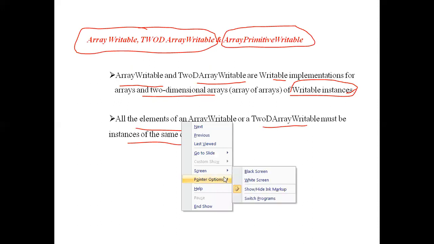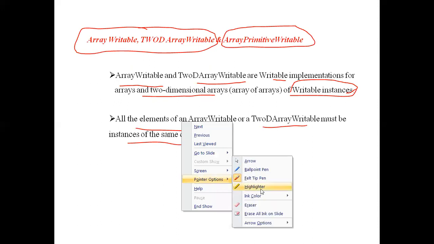When we come to this, array writable and 2D array writable both belong to the array of Hadoop data type values, whereas array primitive writable is used for creating an array of the Java primitive values. For Hadoop values, we use the array writable and 2D array writable. But when it comes to Java primitive values, we use the array primitive writable.